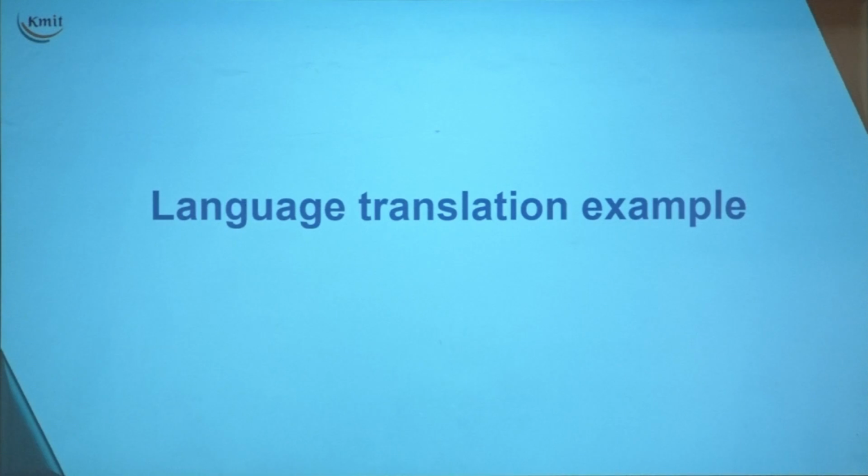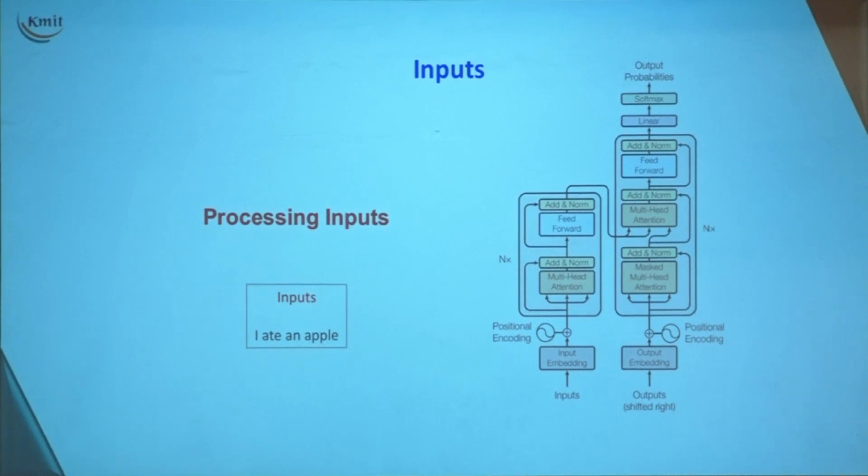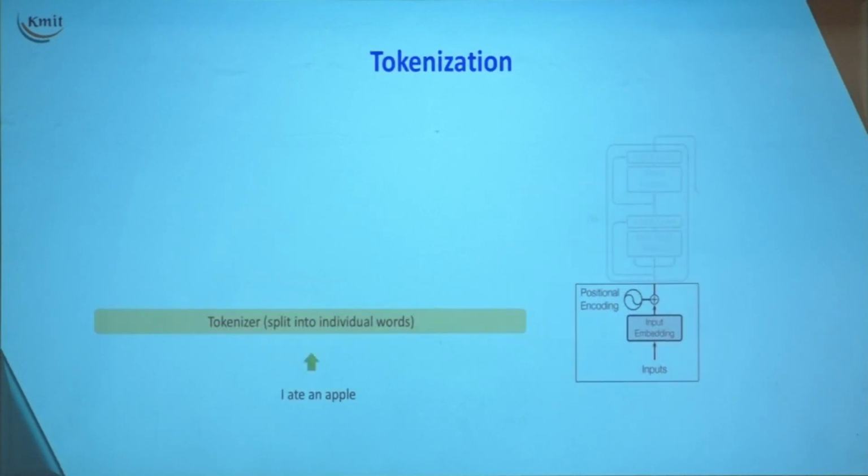Okay. Now let's talk about the language translation example, which we already started in the last class. But we have discussed only till what? Encoder. Now we will expand that to the decoder as well. So what is the input sentence that I want to process? I ate an apple. What do I do first? Tokenization. What do you mean by tokenization?